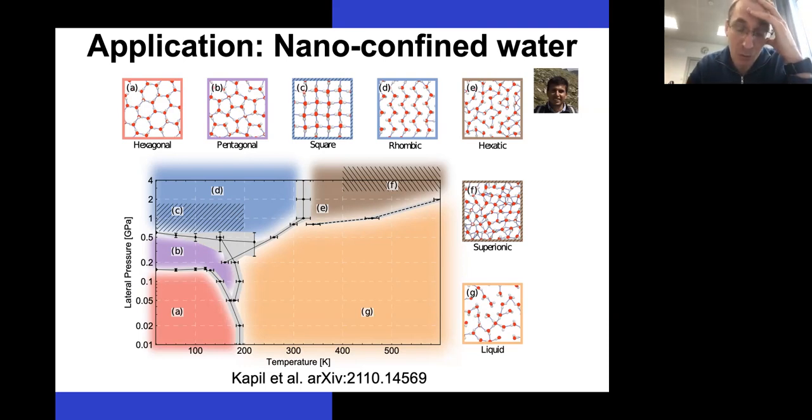And so what we were able to do is train the machine learning potentials that deliver this ab initio accuracy, and then use the standard techniques of statistical mechanics to map out this phase diagram. And that then revealed an incredibly rich phase diagram where we have on the left a variety of molecular crystal polymorphs. So we have a hexagonal, a pentagonal, rhombic and square phases.